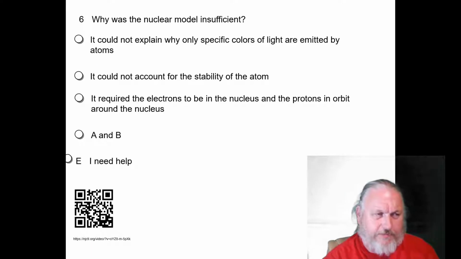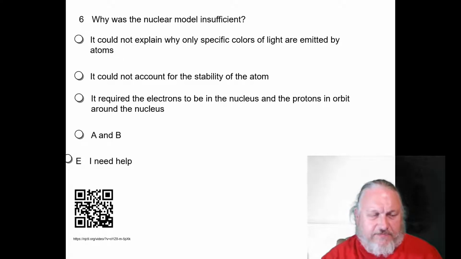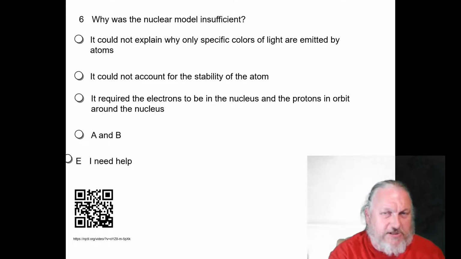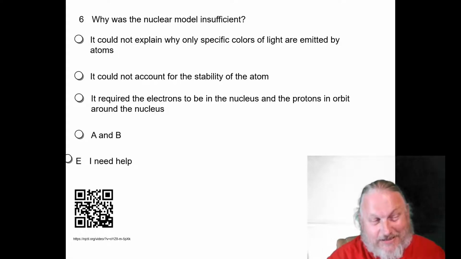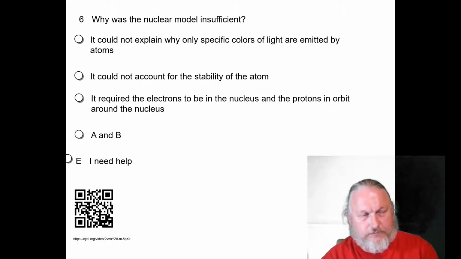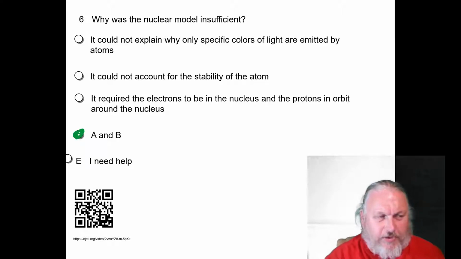Okay, do another one. Why was the nuclear model insufficient? A, it could not explain why only specific colors of light are emitted by atoms. B, it could not account for the stability of the atom. C, it required the electrons to be in the nucleus, the protons that orbit around the nucleus. Are A and B, or I need some help. Pause. And we're back. If you said A and B, you would be correct.